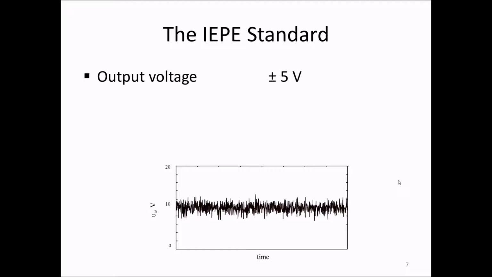There are three important properties of the IEPE standard that you should be aware of as a user. First, the full-scale voltage of the sensor is ±5 volts. This voltage is a variation on the DC bias voltage, as indicated in the plot here, although the measurement system sees it as a ±5 volt signal because the DC is removed in the AC coupling.